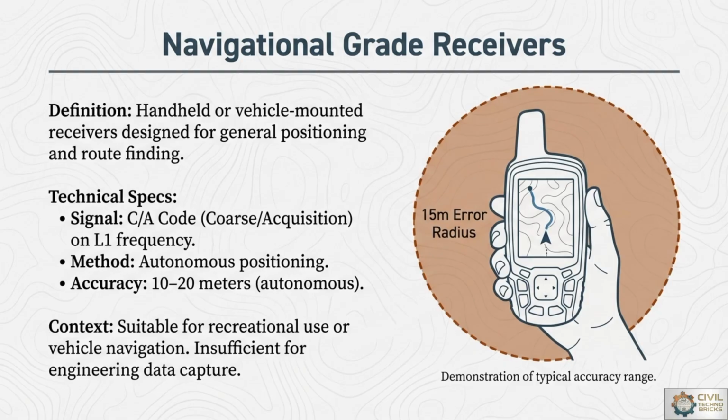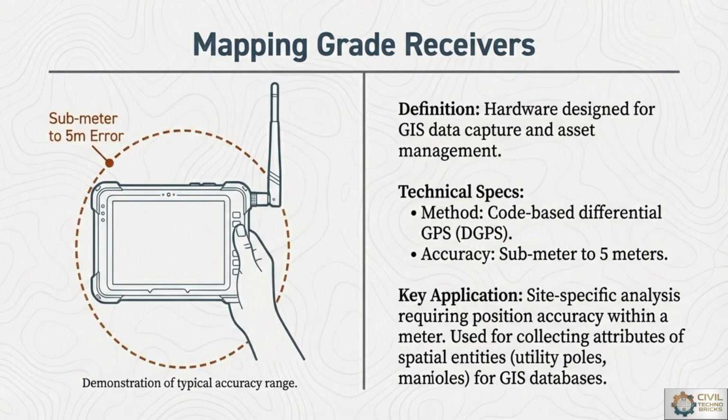Navigational receivers are designed for general positioning and route guidance. Typical accuracy is up to 10 to 20 meters. This level is adequate for personal navigation and vehicle tracking. These receivers are not suitable for engineering survey, as their accuracy is insufficient for detailed mapping and construction work or any type of construction survey. They are more suitable for recreational use or vehicle navigation only, not for engineering data capture for big projects.